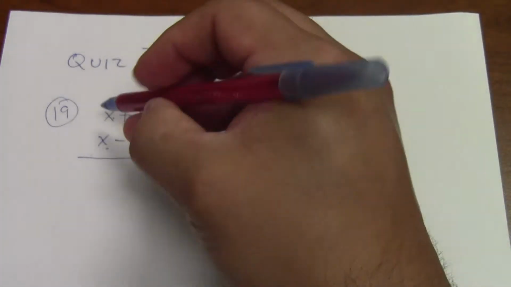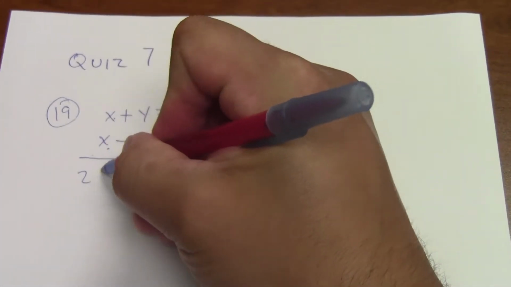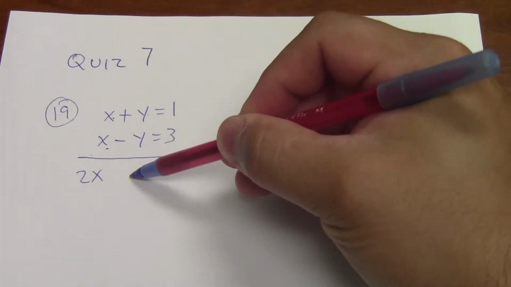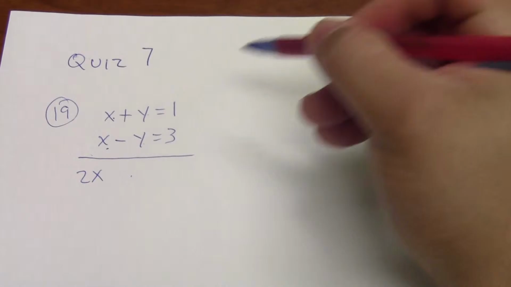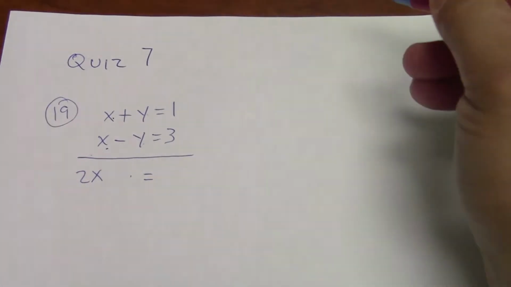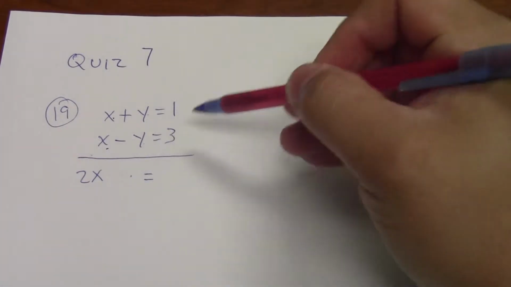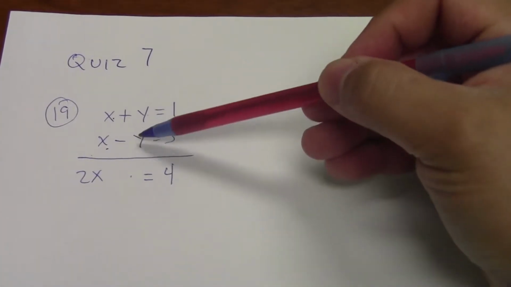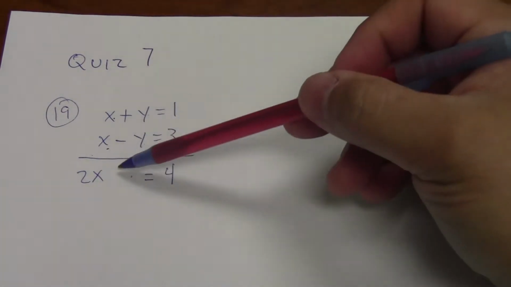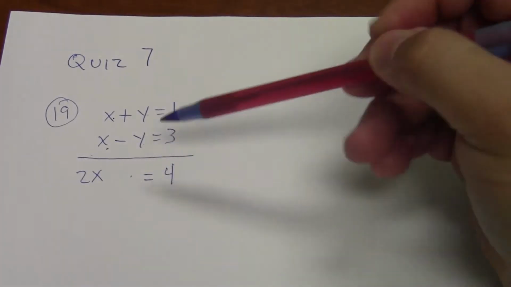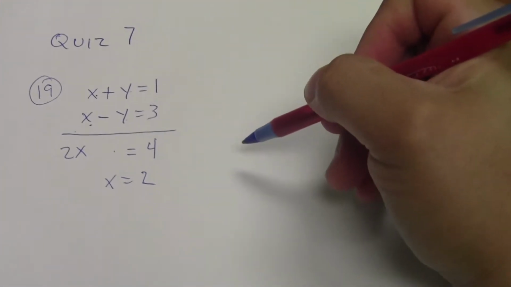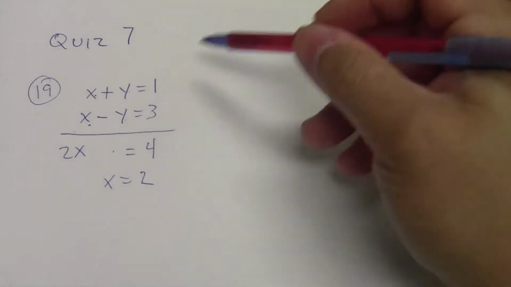An x and an x gives me 2x. Positive y and a negative y gives me 0, so that's just nothing. I'll leave that blank. Bring the equal sign down. And a 1 and a 3 gives me 4. I've gotten rid of my y's, so now I can solve for x. So 2x equals 4, x equals 2. And that's half the problem.